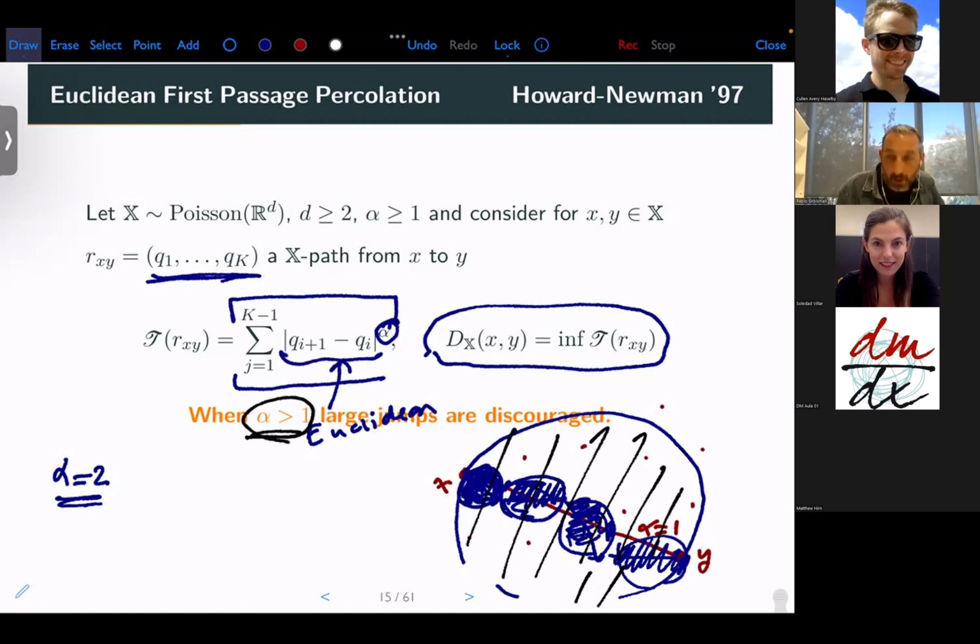This was introduced in the setting of Euclidean first passage percolation, and the motivation there is completely different from what we have here, but it's very useful. As you see, this can be defined for any finite set of points, and then we can use this distance. That's exactly what we are going to do.